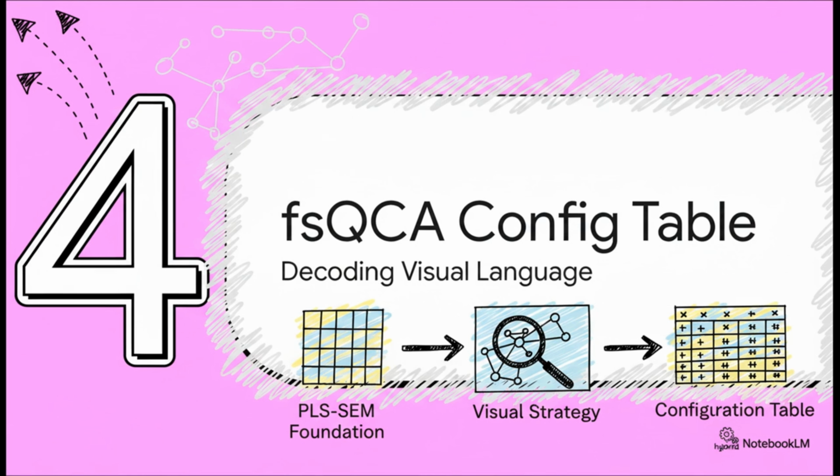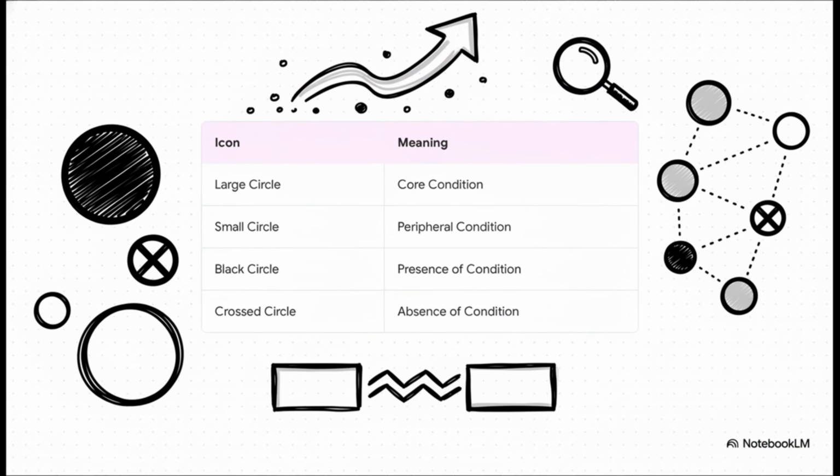All right, on to Section 4, the fsQCA configuration table, where we'll be decoding the visual language. Once your linear models are completely validated, you transition into causal complexity. And there is a highly standardized visual language your committee expects when you format your fsQCA configuration table. It's all about iconography. A large circle represents a core condition. A small circle is a peripheral condition. A solid black circle means the condition's presence is required, while a crossed circle means its absence is required. Mastering this specific visual vocabulary makes your findings instantly readable to anyone on your panel.